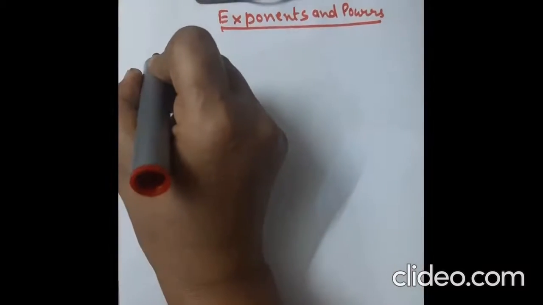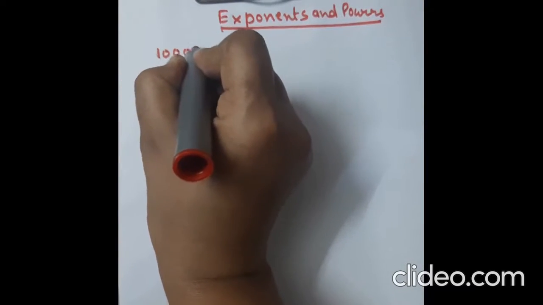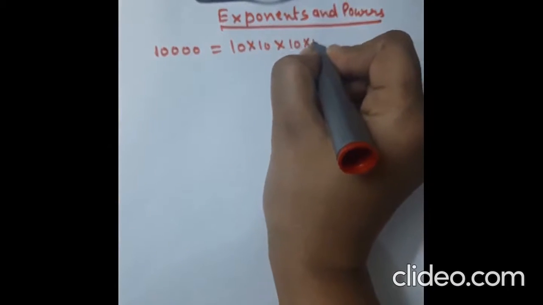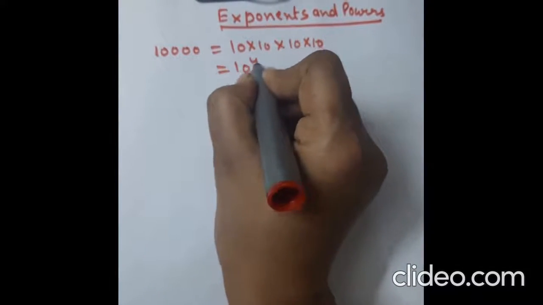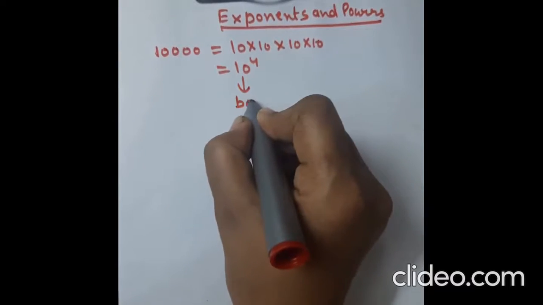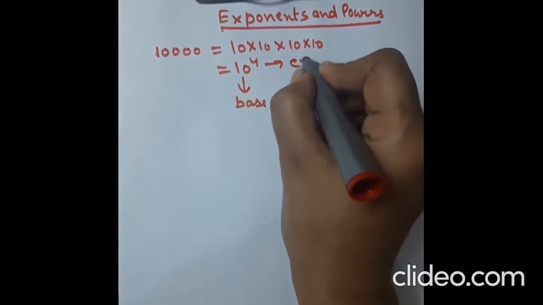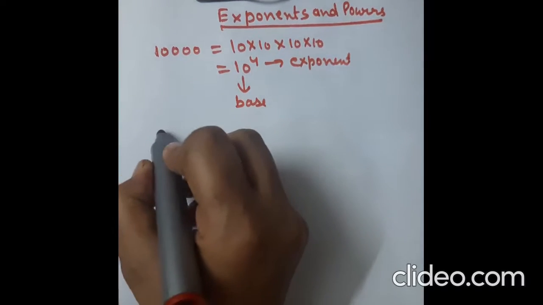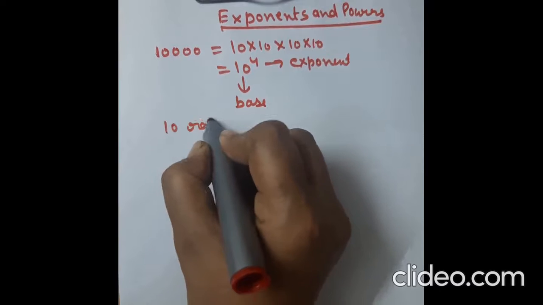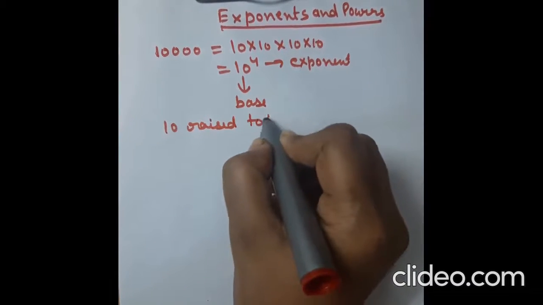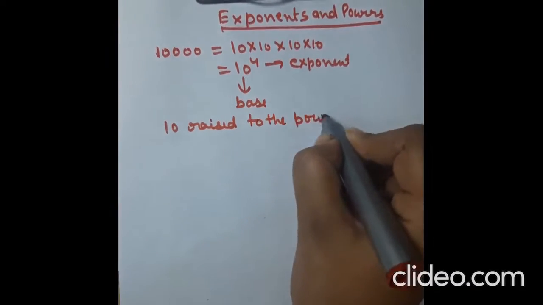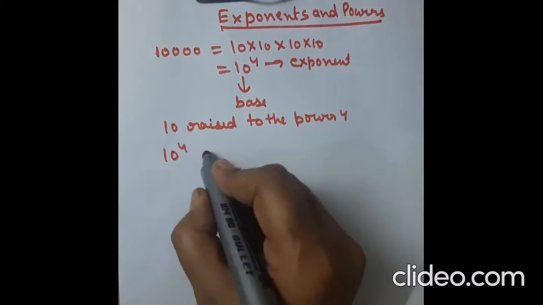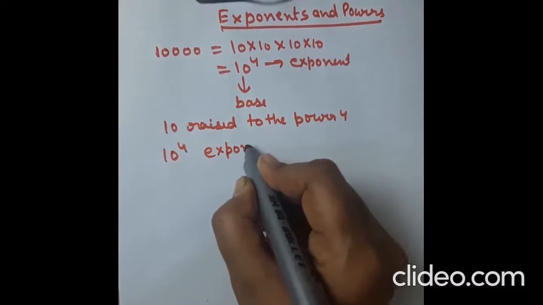For example, 10,000 can be written as 10 multiplied by 10 multiplied by 10 multiplied by 10. That is, 10 is the base and 4 is the exponent, and we read it as 10 raised to the power 4. So 10 raised to the power 4 is the exponential form of 10,000.